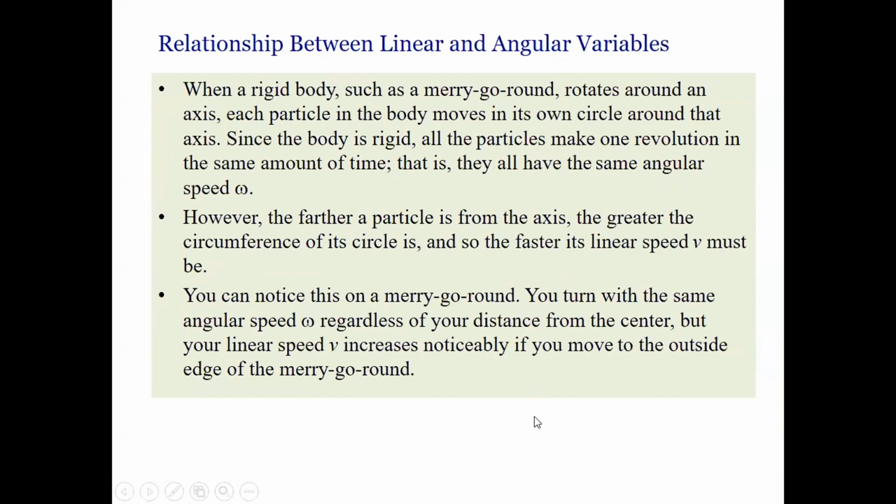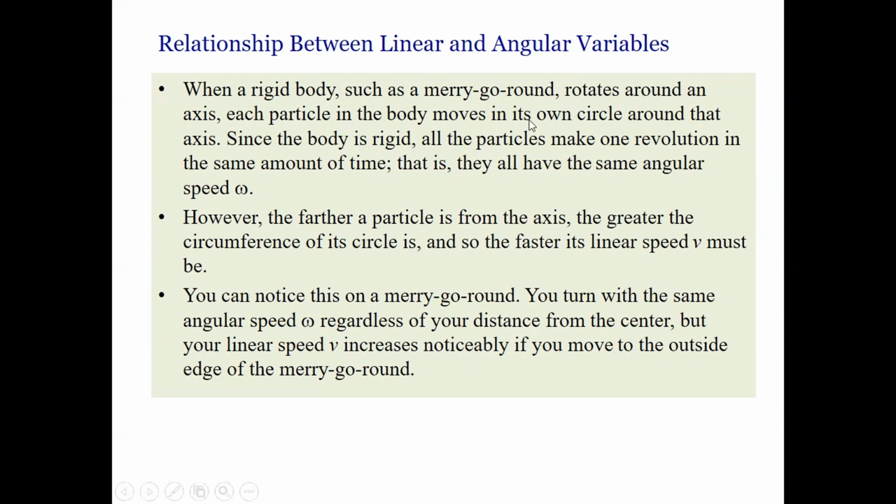Are there any relationships between the linear and the angular variables? Yes, there are. We will see. When a rigid body, such as a merry-go-round, rotates around an axis, each particle in the body moves in its own circular orbit, and the body is rigid. So all particles make one revolution in the same amount of time. So they have the same angular speed.